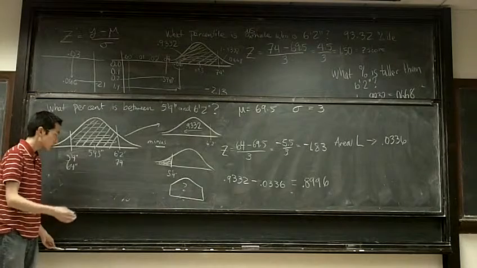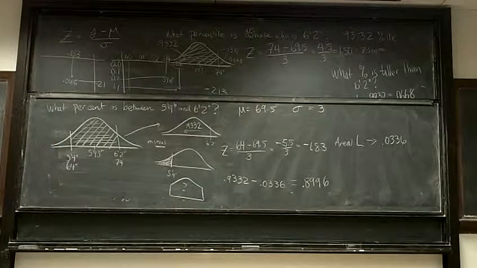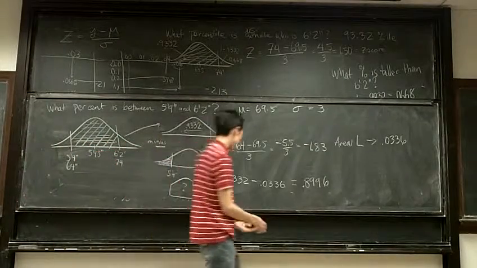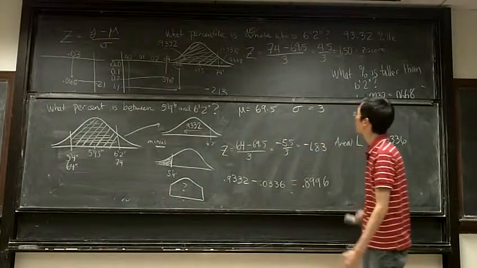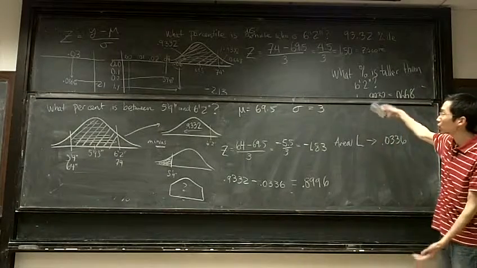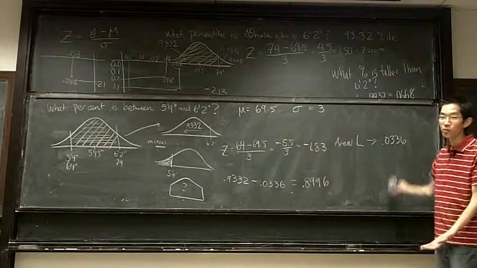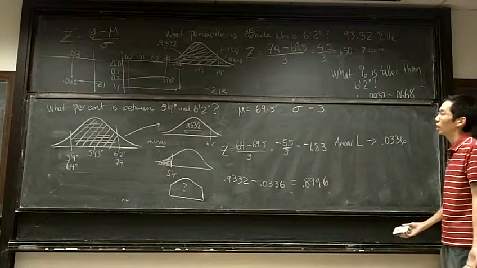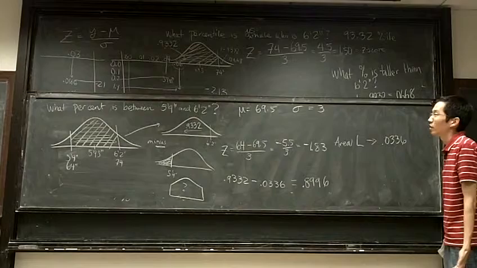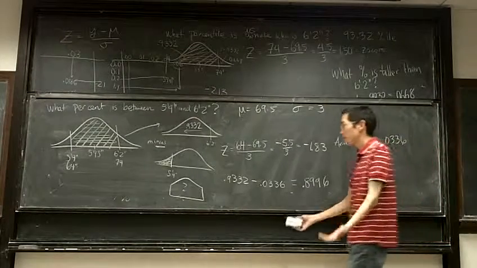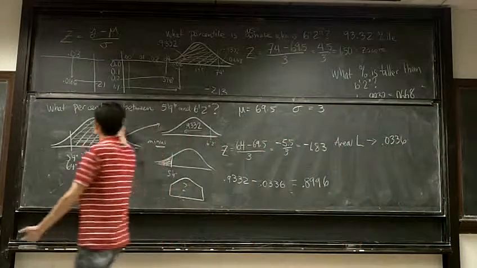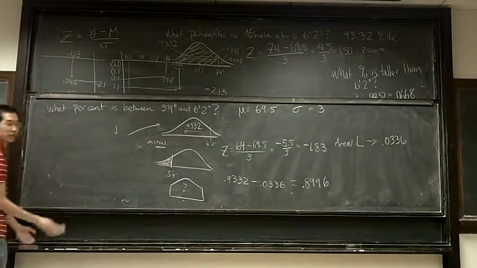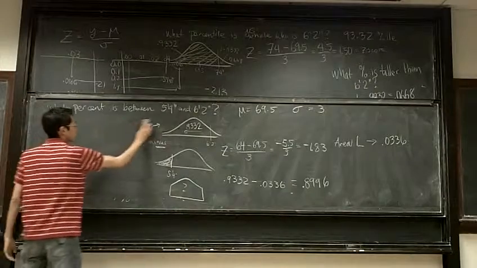All right, so we've gone from heights to percentages. Now we can go the other direction. So we might be able to say, if you are 6'2", you're in the 93.32 percentile. But we might ask, I don't know, how tall is someone who's in the 10th percentile?